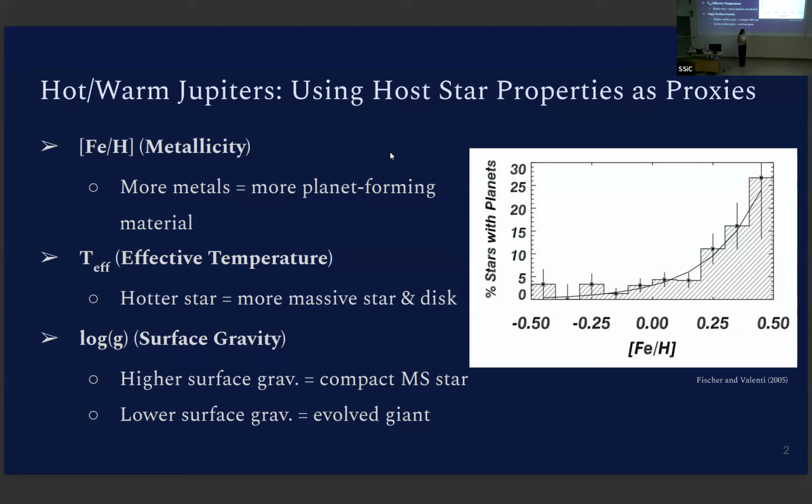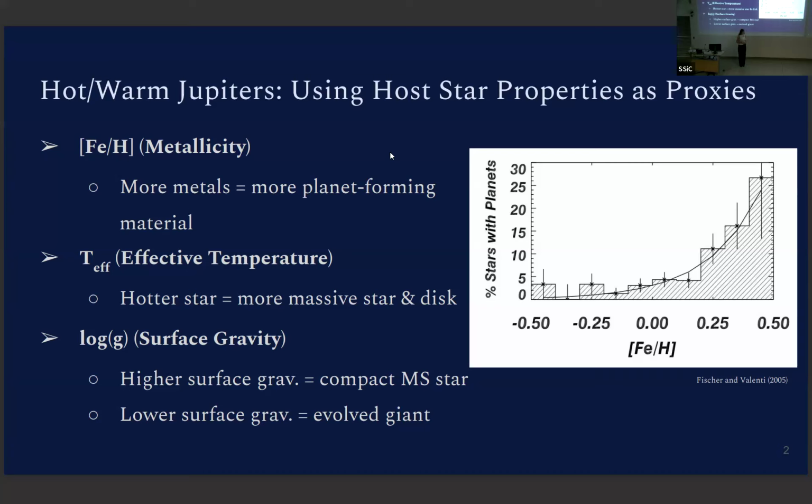I looked at effective temperature, since a hotter star indicates a more massive star and a more massive disk. And finally, surface gravity, since a higher surface gravity correlates to a compact main sequence star, and lower surface gravity correlates to usually an evolved giant.